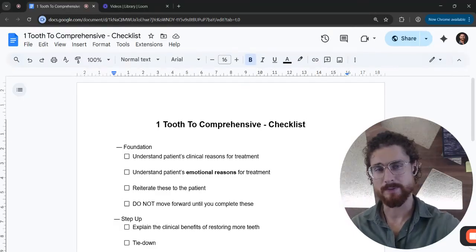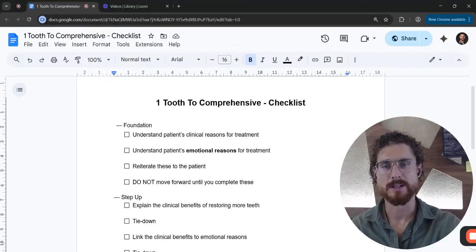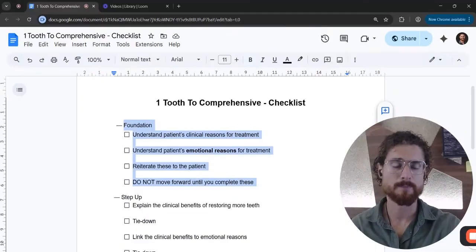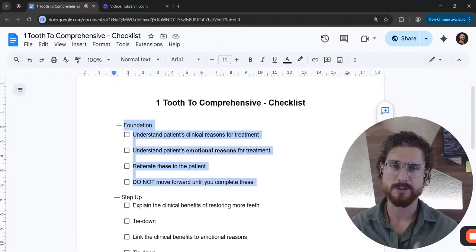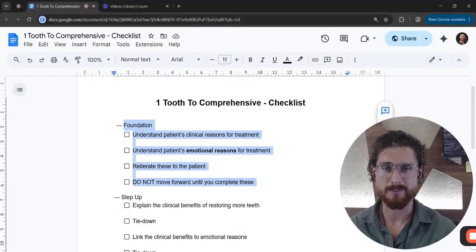Anyhow, let's dive in. First things first, the foundation. This is really important. If you don't do this right, you might as well not do any other part here, because if you don't get the foundation, you're never going to be able to get this patient interested in something more. And instead, they'll just feel like you're trying to sell them something, which you kind of are.